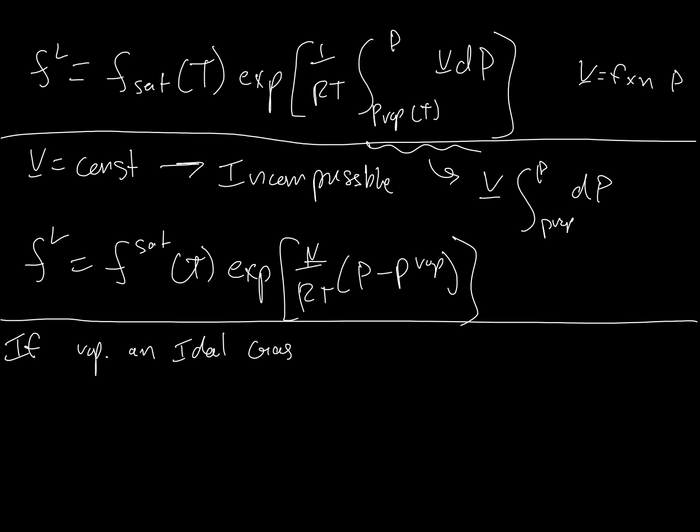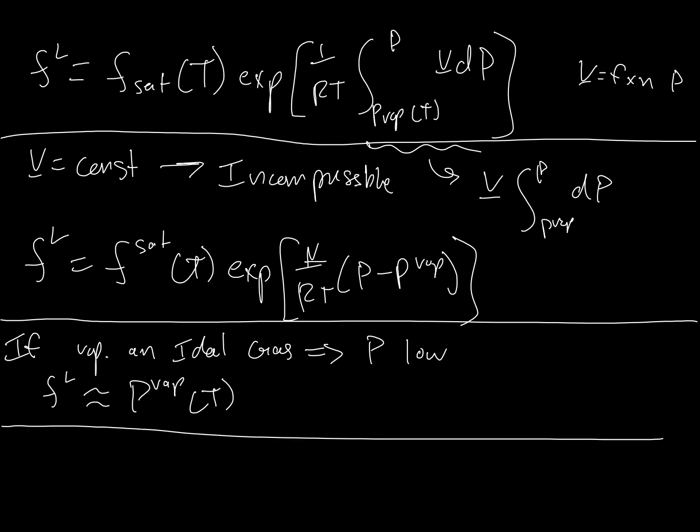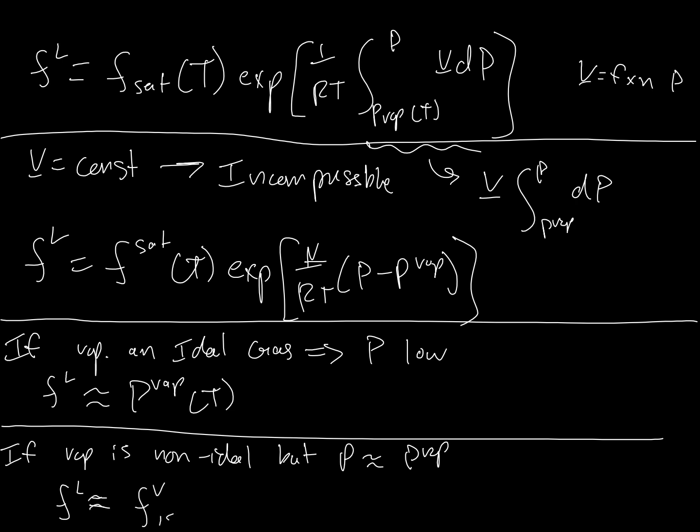If the vapor is an ideal gas, that means that the pressure is probably reasonably low. The fugacity of the liquid is just equal to the vapor pressure. If you have a non-ideal vapor, but you're still pretty close to the vapor pressure, the fugacity is effectively equal to just the saturated vapor pressure, the saturated fugacity.